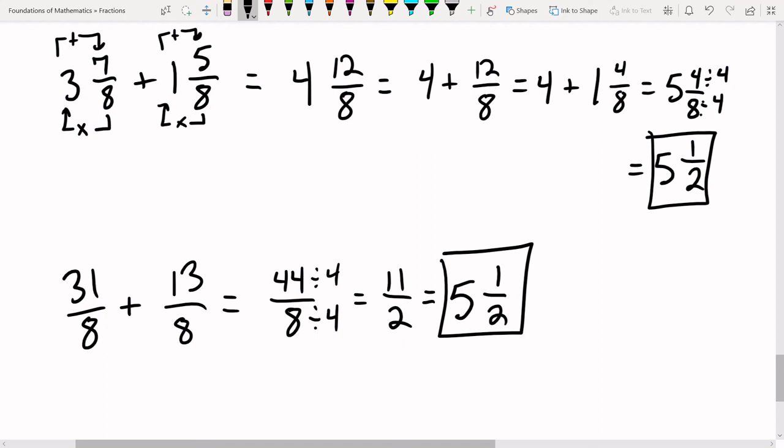And I think this bottom way is faster actually in this case. The top way does work, but it can be prone to error if you're not sure what you're doing. The bottom way I think is a little bit cleaner to work with. So that's what I would recommend, is changing first to improper fractions.